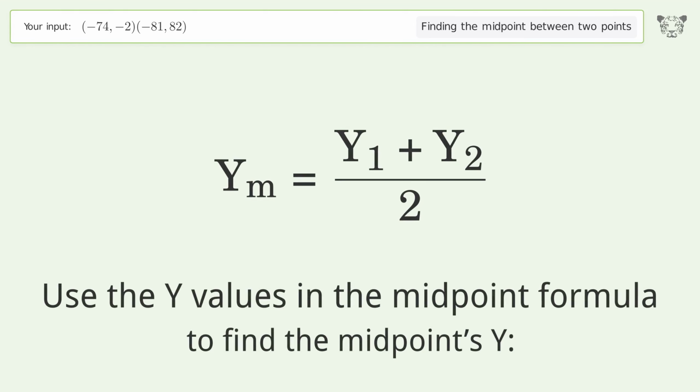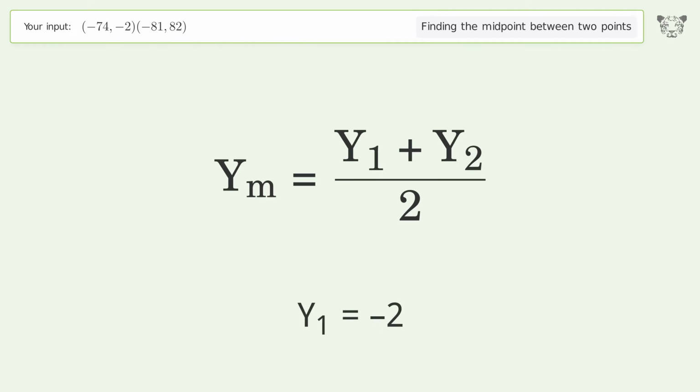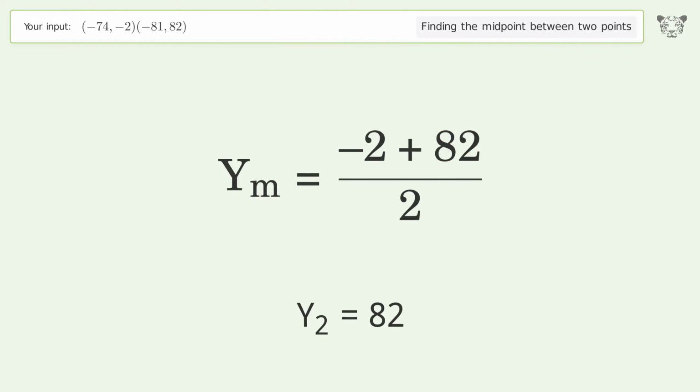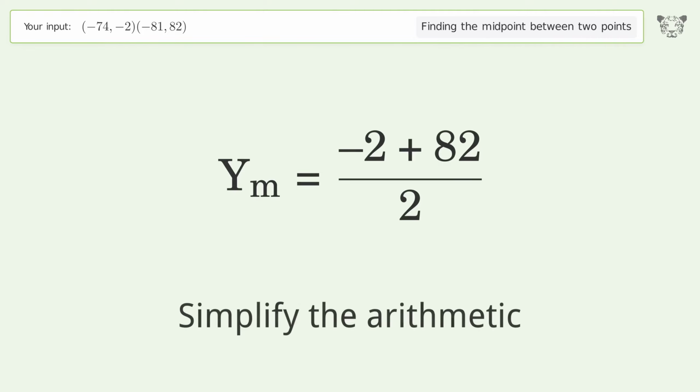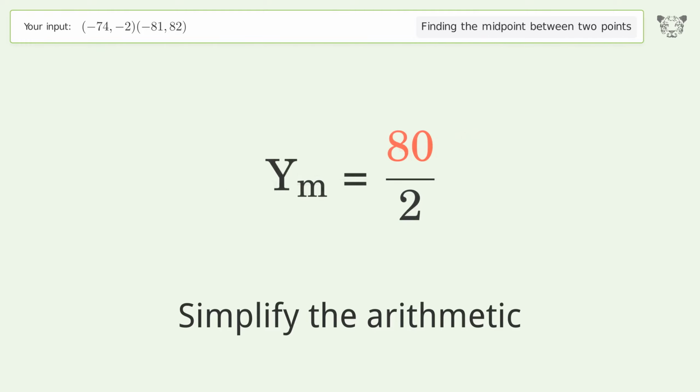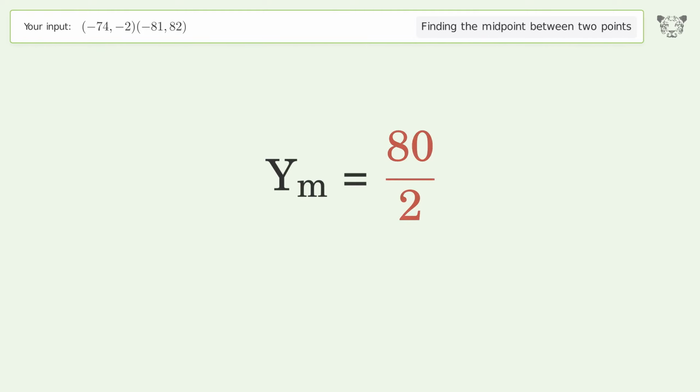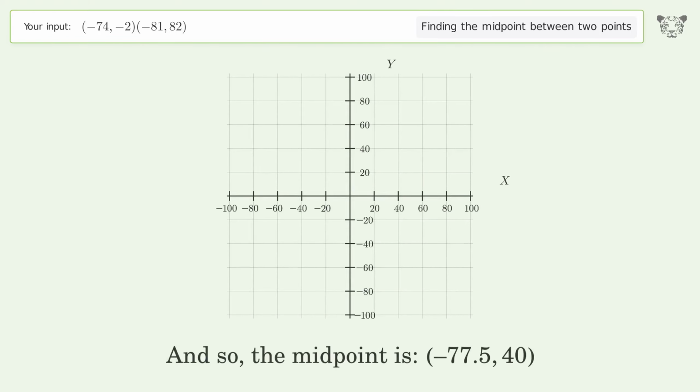Use the y values in the midpoint formula to find the midpoint's y. y1 equals negative 2. y2 equals 82. Simplify the arithmetic. And so, the midpoint is negative 77.5, 40.